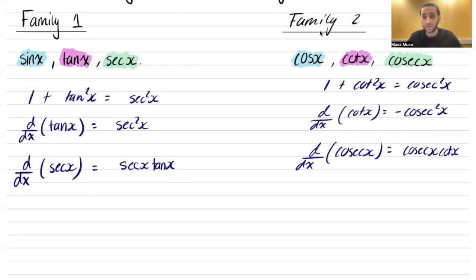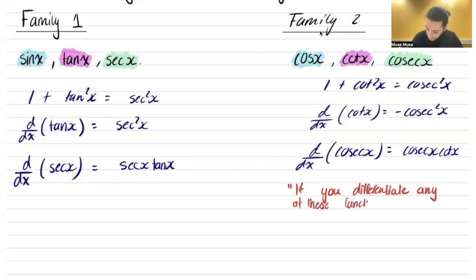Now, what extra property does family 2 have? Well, if you differentiate any of these functions, you can even think of it another way. Instead of thinking of it as this family, you can think of it as the functions that start with C. The derivative will be negative.